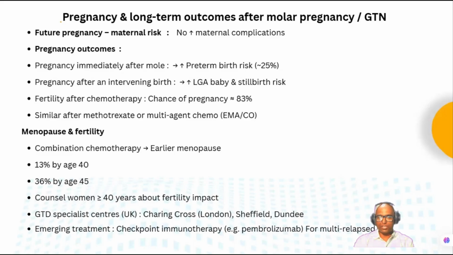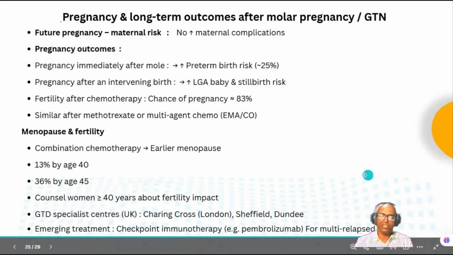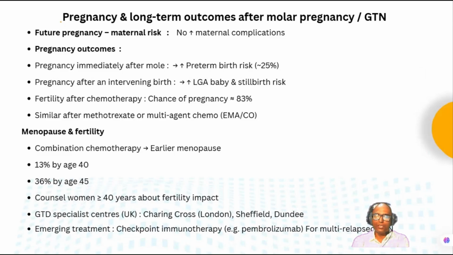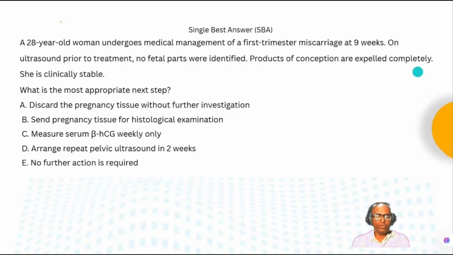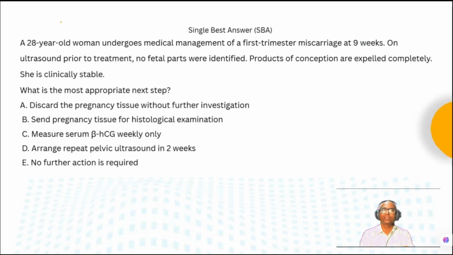Now, previously this question has been asked, but I don't think they'll ask again. Which are the locations of the GTD centers? There is Charing Cross in London, Sheffield and Dundee. So these are London, Sheffield and Dundee. At three places there is a GTD center. Emerging treatment: checkpoint immunotherapy with pembrolizumab for multi-relapse GTN. So this is a newer treatment. So that finishes the topic for today's discussion, that is gestational trophoblastic disease.